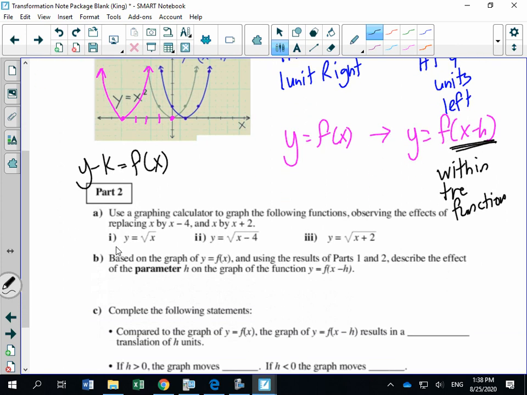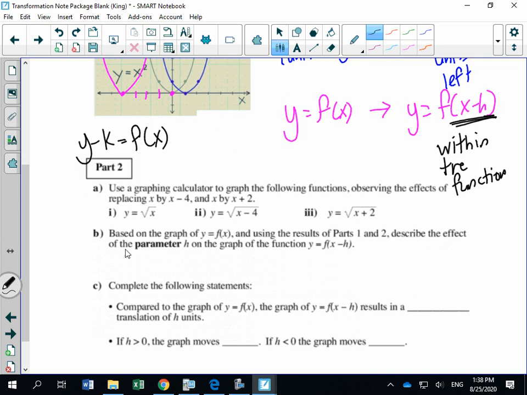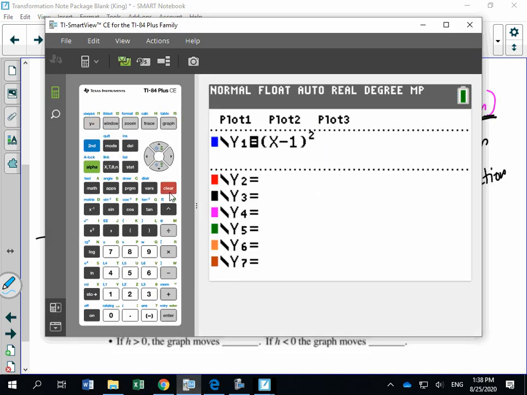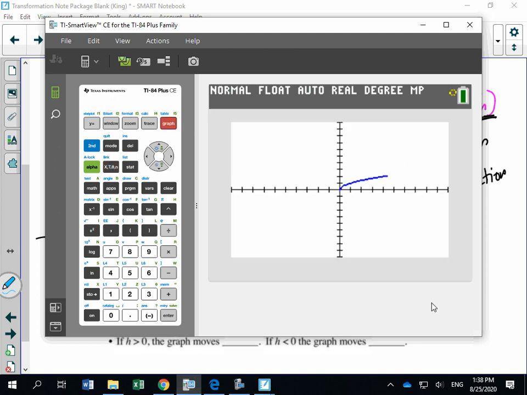Okay, part 2. So they give us this function here, y is equal to the square root of x. I'll show you what that looks like, and we'll maybe even look on our calculator. This is the square root of x. That's the function for the square root of x. So y is equal to the square root of x, and graph that.